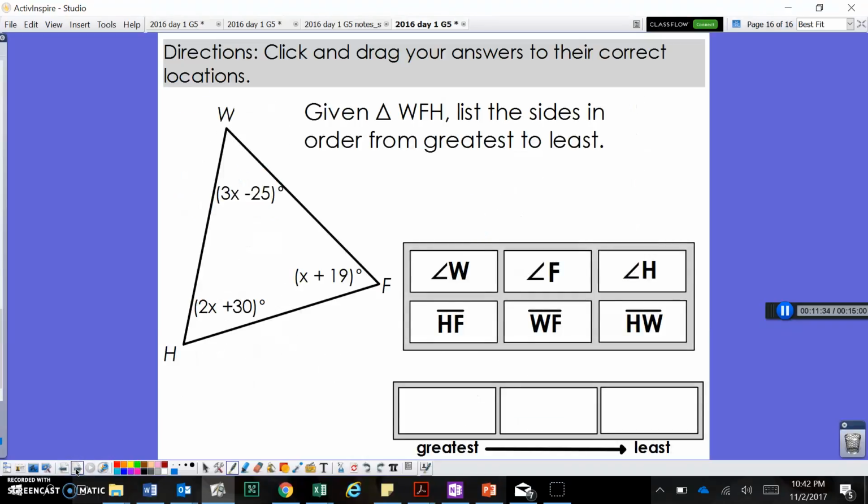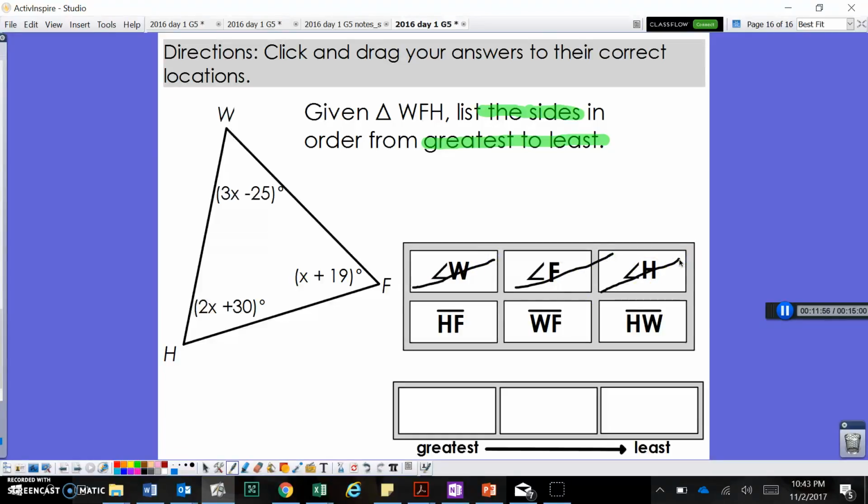This one is a click and drag. We have given triangle WFH, list the sides. That's a key thing right there, right? List the sides in order from greatest to least. So if we're looking at sides, obviously we're not going to be looking at angles. Don't get confused with that.